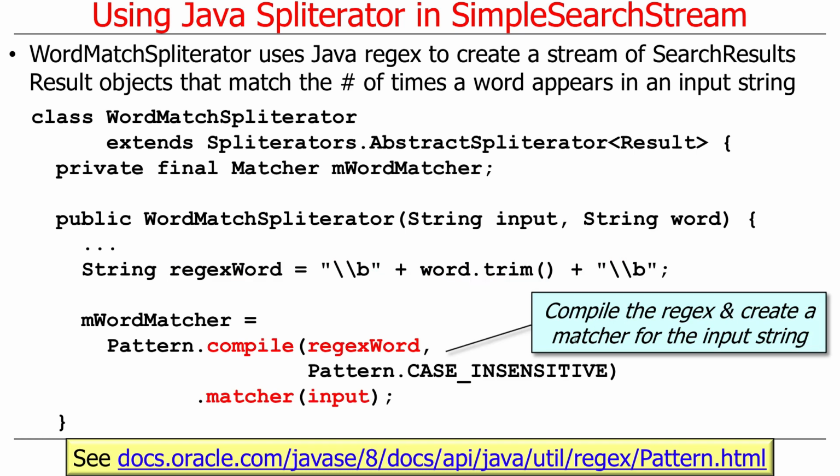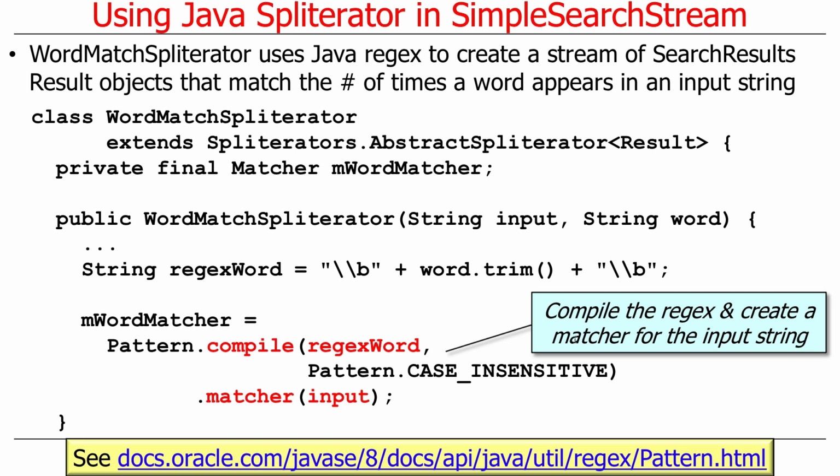And then we take that regular expression and we compile it, and we tell it we want to be case insensitive. We don't care if it's capitalized or not. We get back a compiled regular expression, and then we create a matcher from that compiled regular expression that will apply the regular expression to the input. And the input, of course, is the input string we're going to search the word in. Okay, any questions about that?